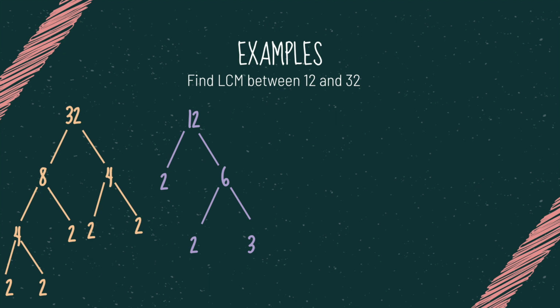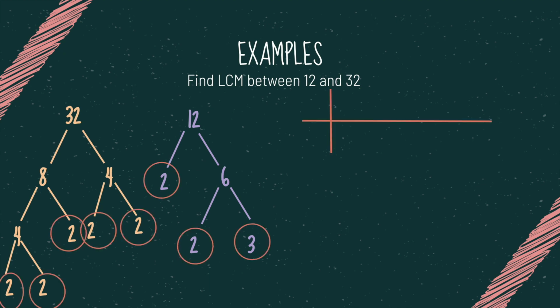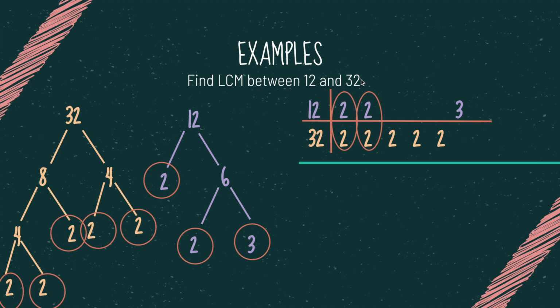Now we're going to circle all of the prime numbers and make a T-chart with 12 and 32. Make sure to line up all the similar numbers for each factor. So we have 2, 2, and 3 for 12, and we have 2, 2, 2, 2, and 2 for 32. We're going to circle the ones that are lined up, because those are the similar numbers. And now we can bring all these numbers down and multiply them together.